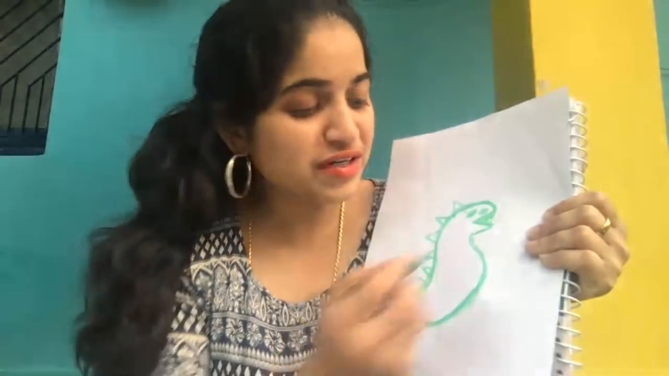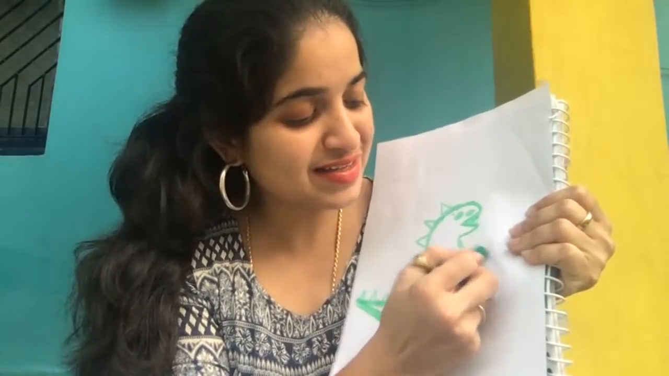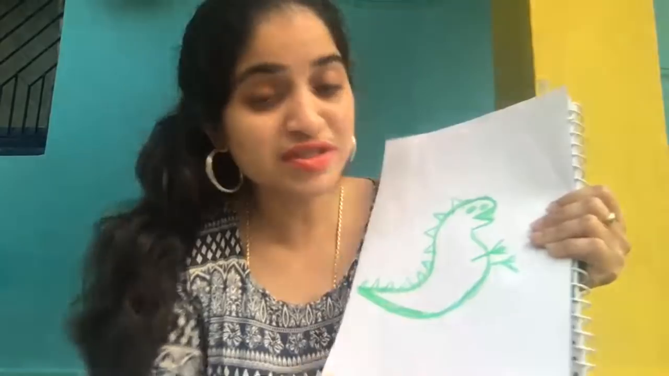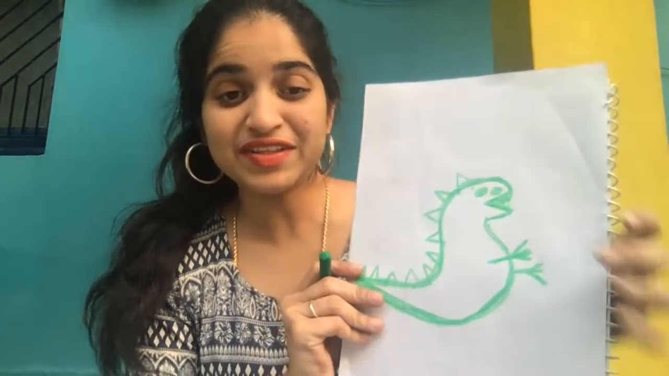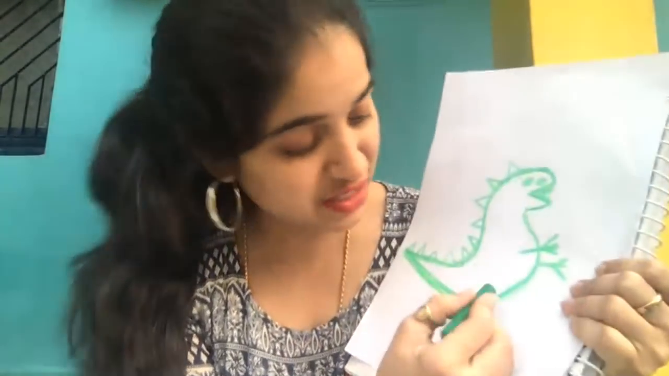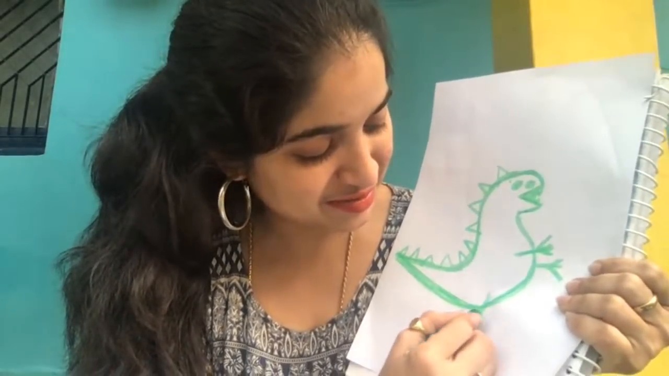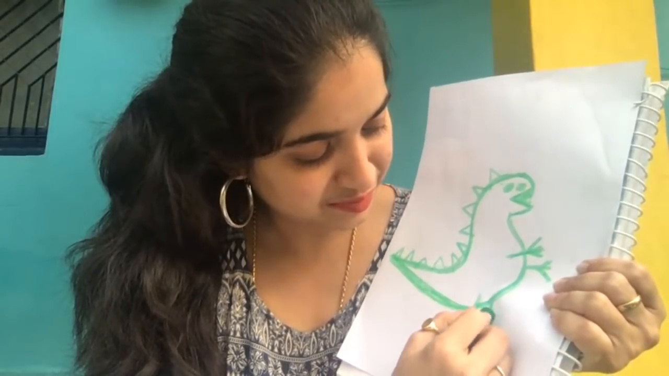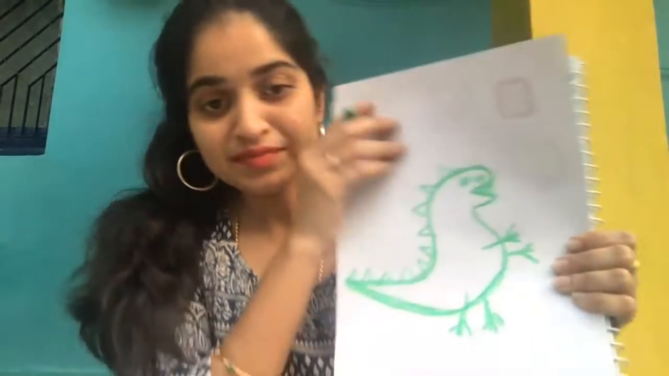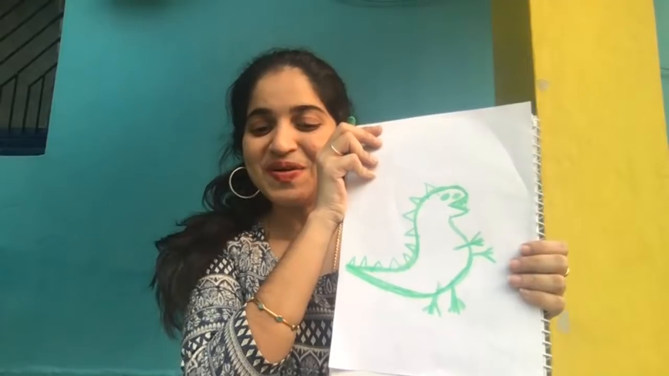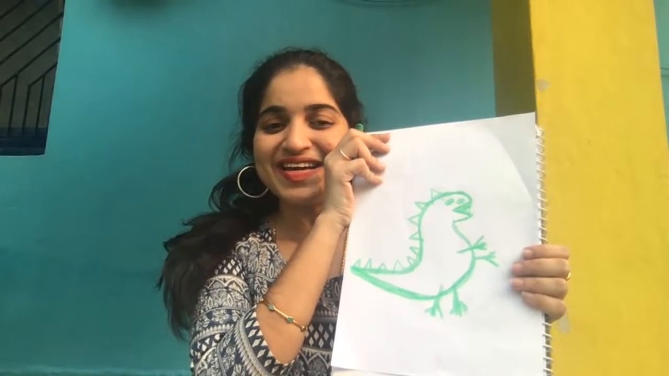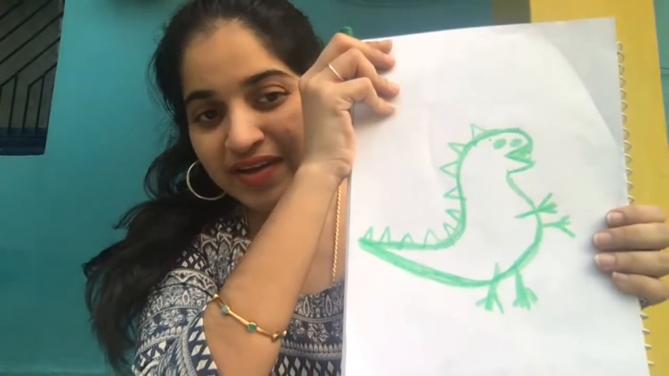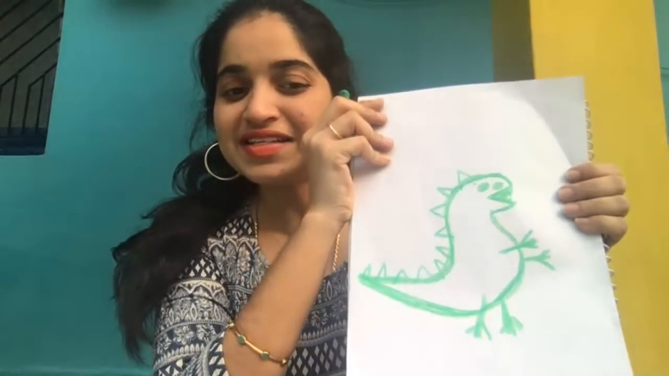And now we are going to draw hands. Do you remember in Peppa Pig? This dinosaur was there in the Peppa Pig, right? With George. George's favorite toy is this dinosaur. That's it. Here you go. Your dinosaur is ready. Okay. Very easy dinosaur.